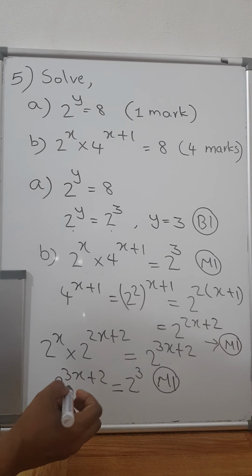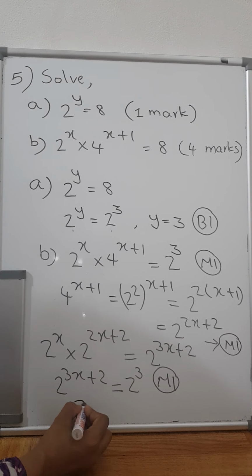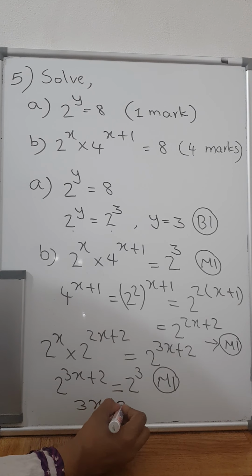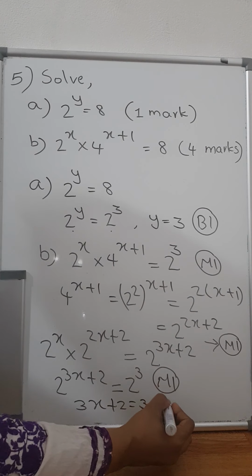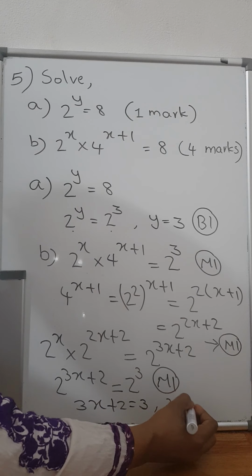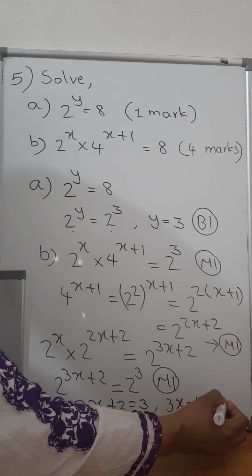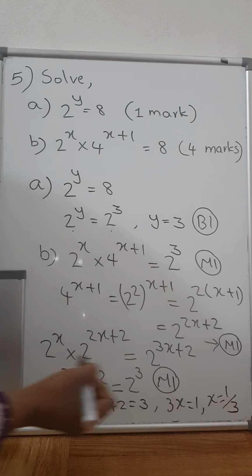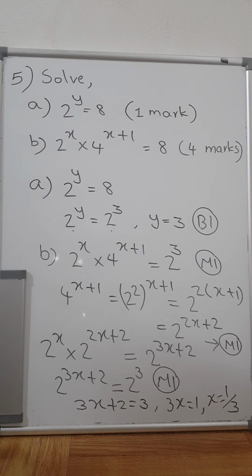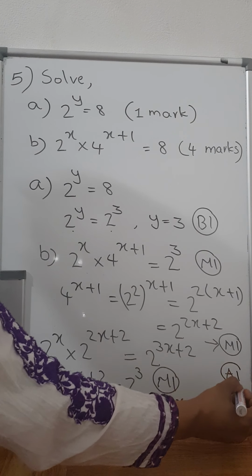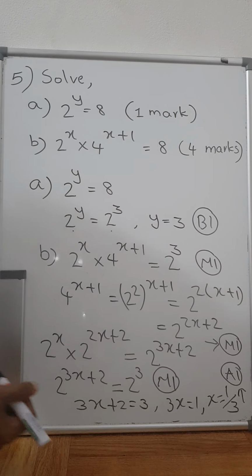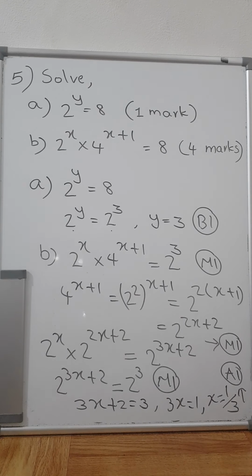Since the bases are the same, powers must be same. So 3x plus 2 is equal to 3. So 3x is equal to 3 minus 2. That is 1. 3x equal to 1. That gives x equal to 1 divided by 3. For writing x equal to 1 divided by 3, we are getting 1 mark, the final mark, accuracy mark. Now you have completed the problem.